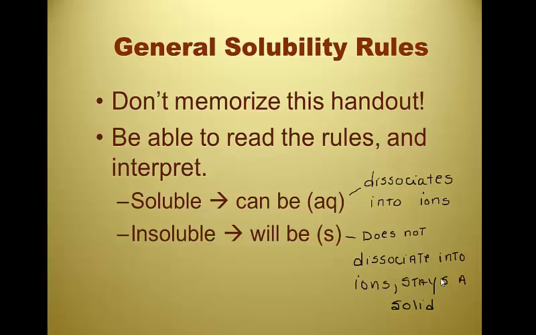Okay, soluble. What does it mean for an ionic compound to be soluble? For an ionic compound to be soluble, that means you place the solid ionic compound into water, and the ionic compound will dissociate into its representative ions. What does it mean to be an insoluble ionic compound? An insoluble ionic compound will be placed in water, but it will not dissociate. It will sink to the bottom of the beaker. It will stay a solid.